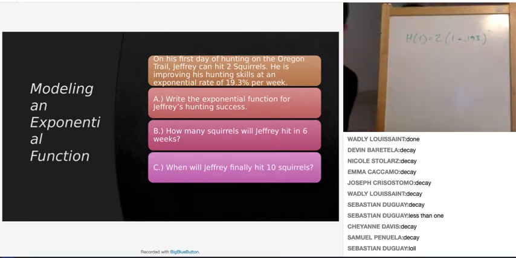Hopefully everybody has that, and let's go ahead and work with it now. All right, part B, how many squirrels will Jeffrey hit in 6 weeks? Very, very simple, right? Of course, time is the t value. So go ahead and plug that in. Make sure you have your calculator. Tell me when you're done, please.